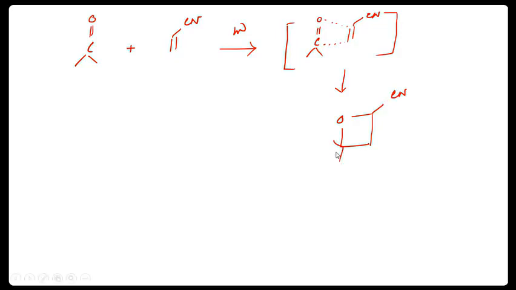Okay, now students, you may have confusion from which end it is going to attach. Just wait for a moment. After this, you yourself will very easily understand which end it is going to attack. Now, in both cases we have seen a four-member ring formation. This four-member ring is called oxetane. This is called the oxetane ring.